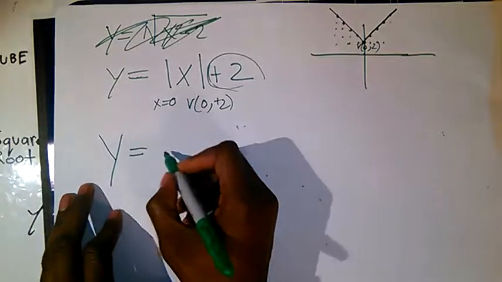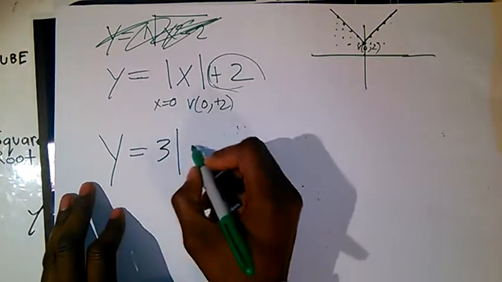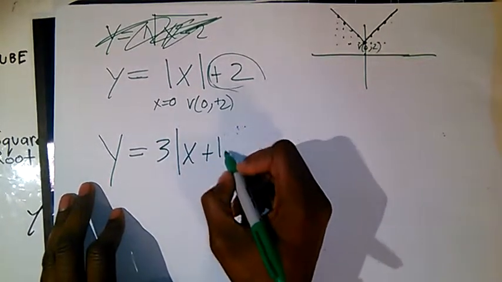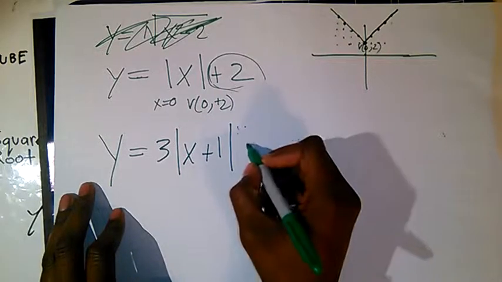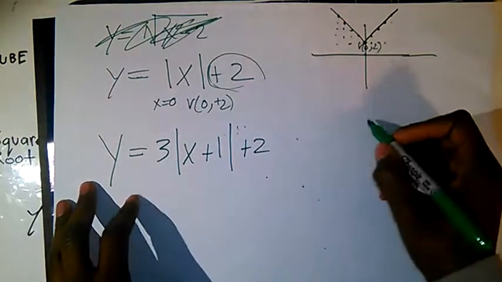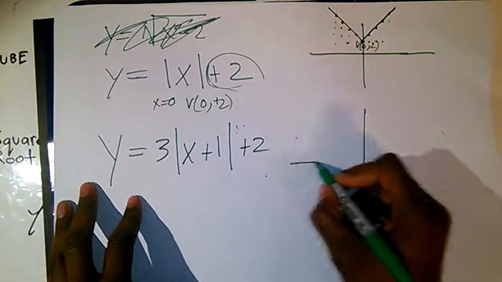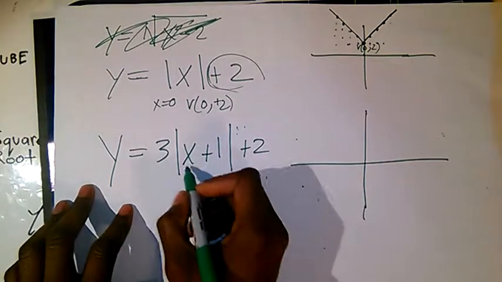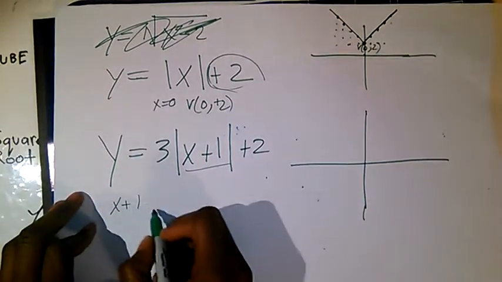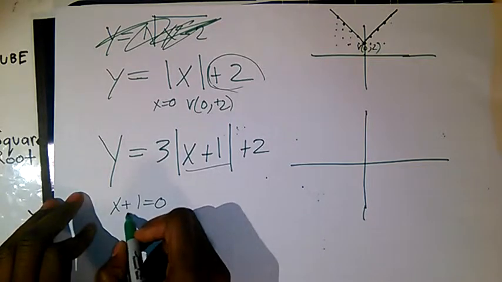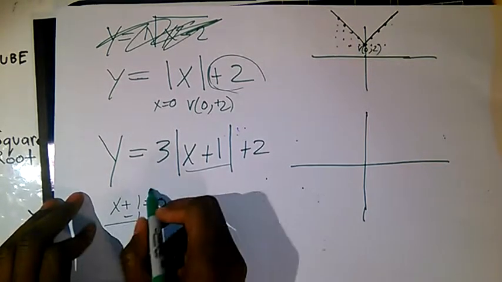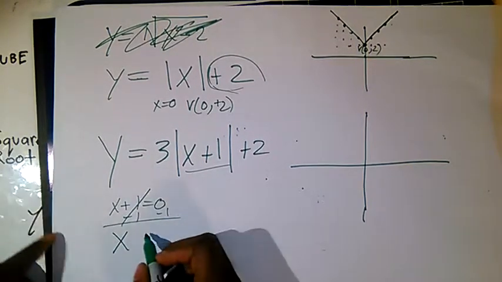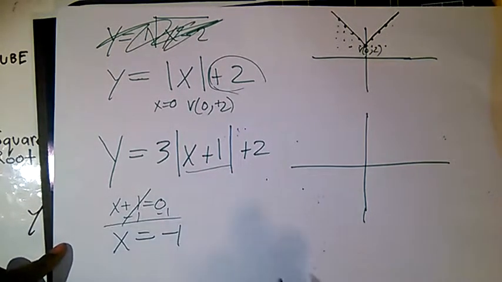How about this one? y equals 3 times the absolute value of x plus 1, plus 2. Okay, let's graph it. Take out the x plus 1. Set it equal to 0. Solve for x. That crosses out. x is going to be equal to negative 1.